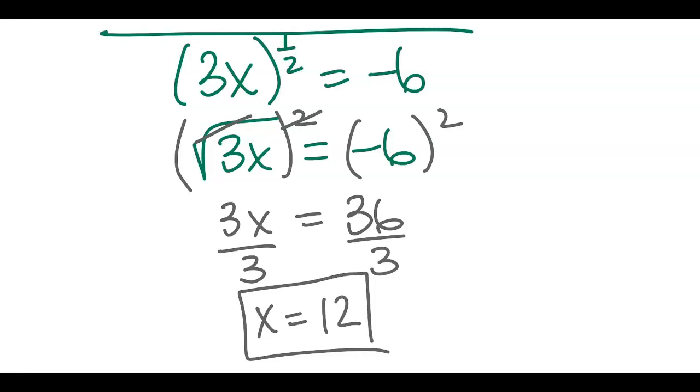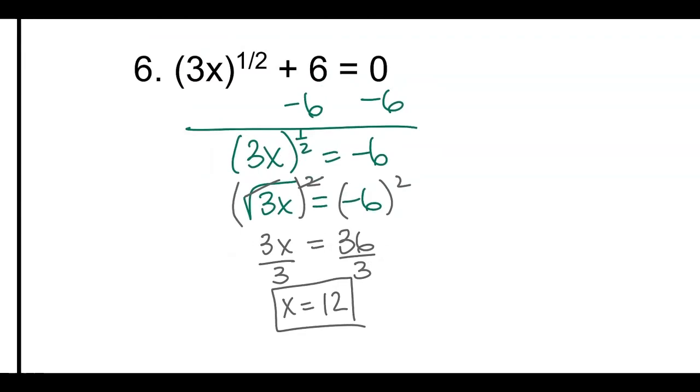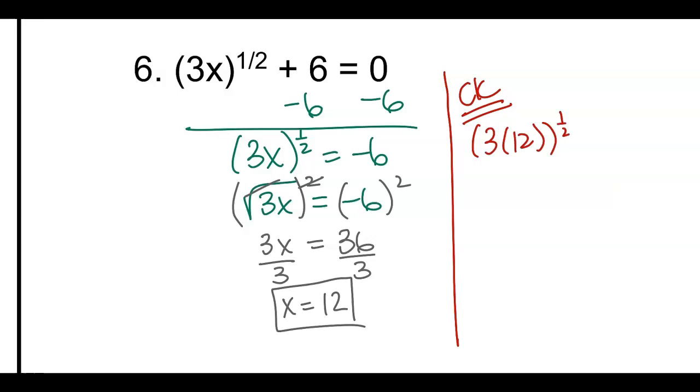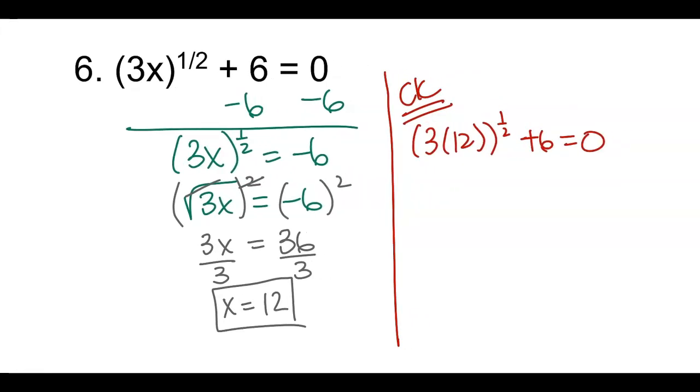Am I done, Nicholas? What do I still need to do? You have to check it, guys. I know it sucks. It's not fun, but you have to check it. So we're going to take 3 times 12 raised to the 1/2 power plus 6 should equal 0. I'm going to give you guys a head start. Try to simplify it. You are simplifying using order of operations on the left.